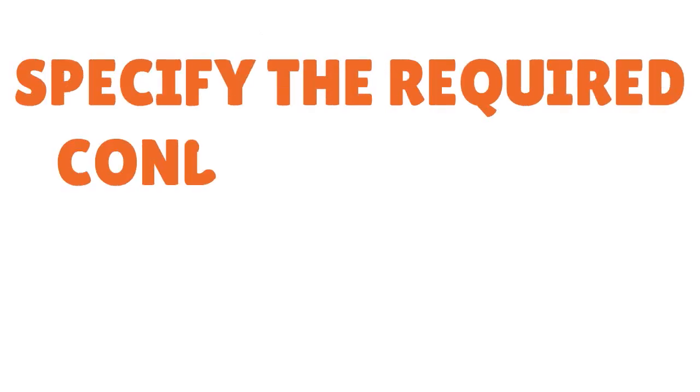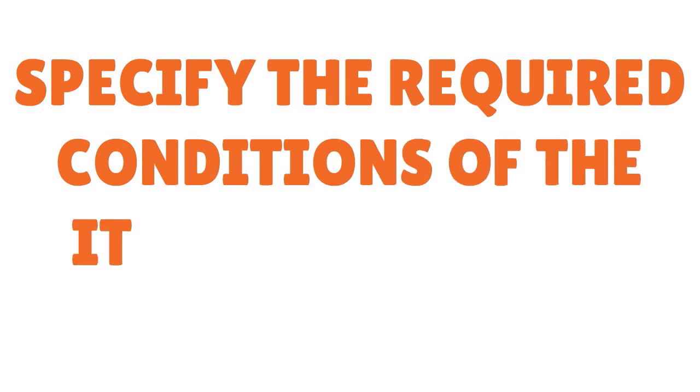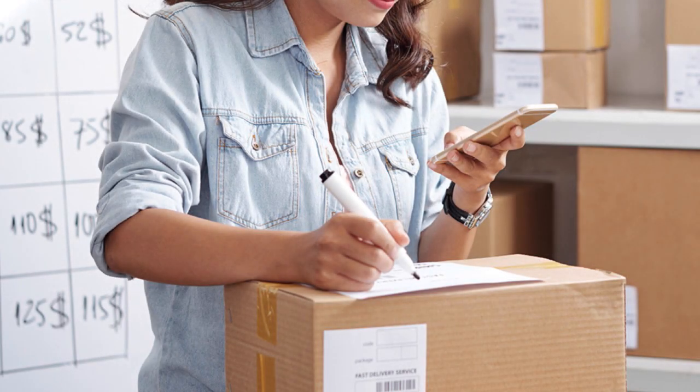So the thing you need to do here to actually make things clear from the get-go is to basically specify the required conditions of the item to return it. So this is really, really, really important. Okay. It makes sense that a customer cannot return an item if he or she has already damaged it or fully worn it out. Okay.